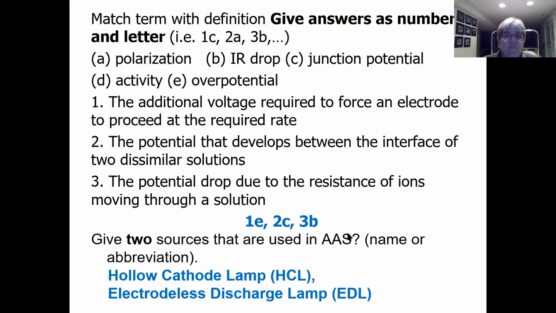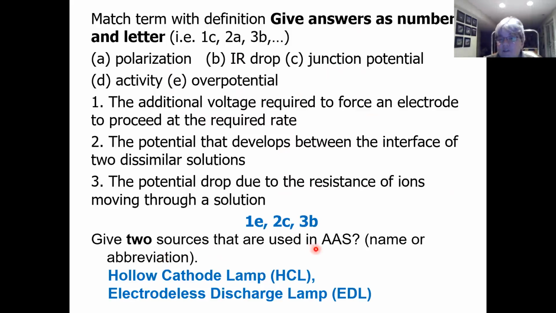Here's an example of a matching. Again, this is how you should answer this. But notice this one, there's two terms I didn't use. You should know what is polarization, what is activity. Again, this could be a multiple choice. You know, junction potential is A, this one B, C. So different ways to ask the same information.